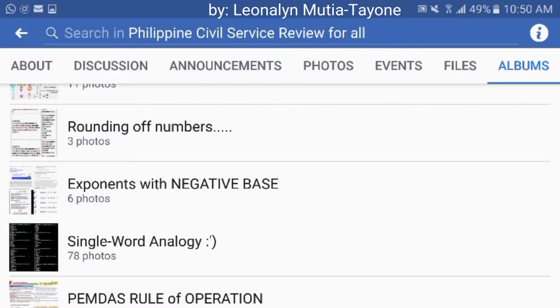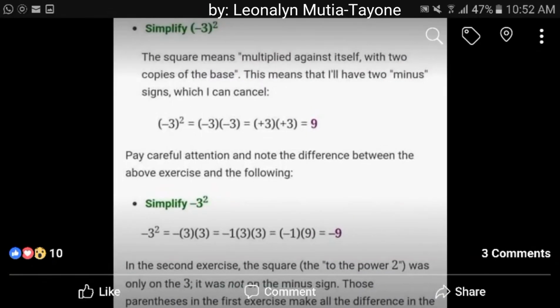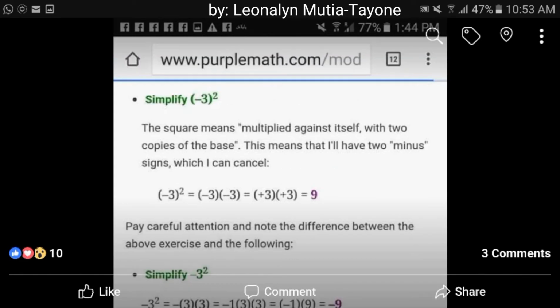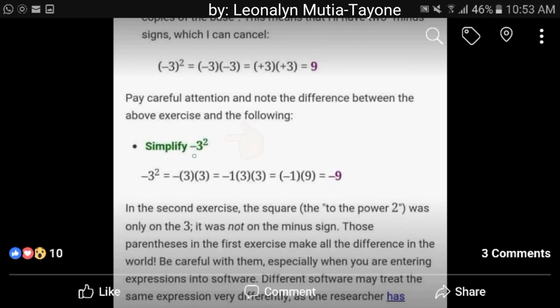Now, how about the rule of exponents with a negative base? This is the explanation for a negative base with an exponent. The source, the reference here, is purplemath.com. Negative 3 is inside the parentheses, and then it is squared, so the answer is positive 9. But when it is negative 3 squared without parentheses, or if they are all inside the parentheses, it is the same. So the answer is negative 9.